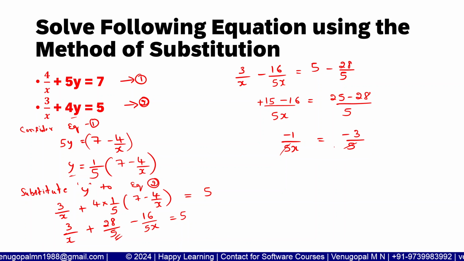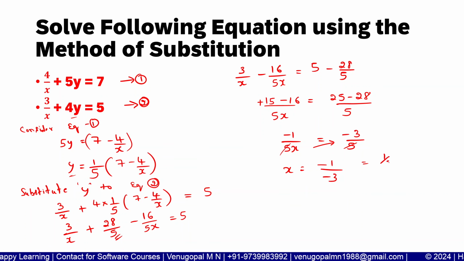5 you can cancel it and you can multiply, move this. X is equal to minus 1 divided by minus 3. X value would be equal to 1 divided by 3. Okay. X value is equal to 1 by 3.